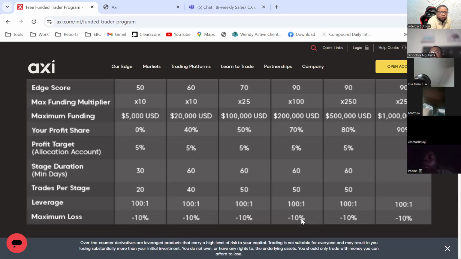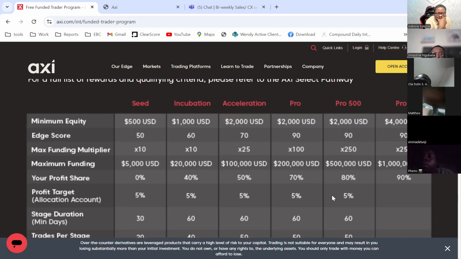Sorry, is there any penalty if you don't use stop loss? Because I know some traders don't use stop losses. Do you have a penalty? No.